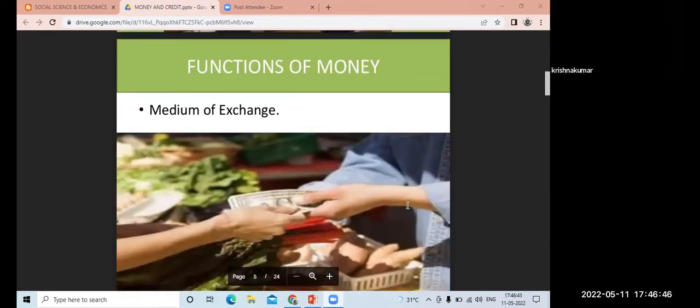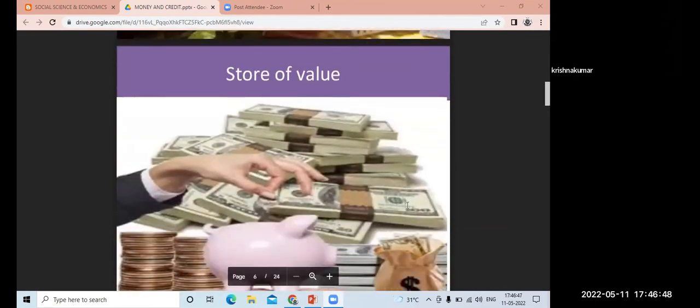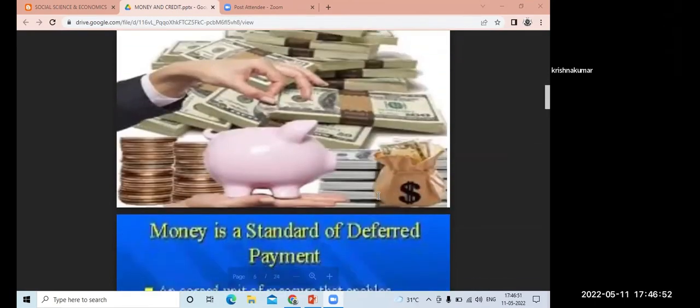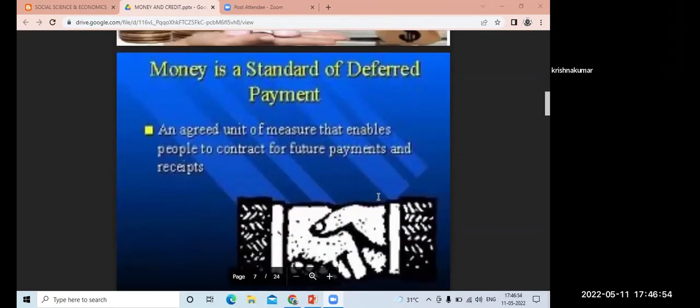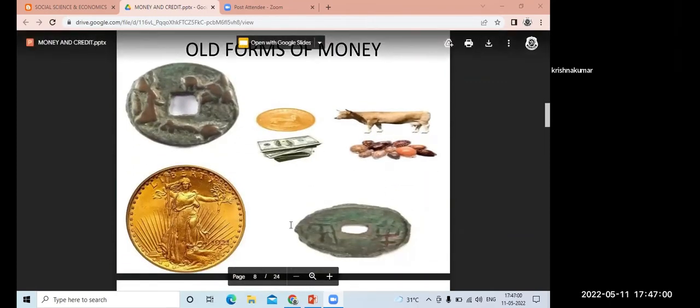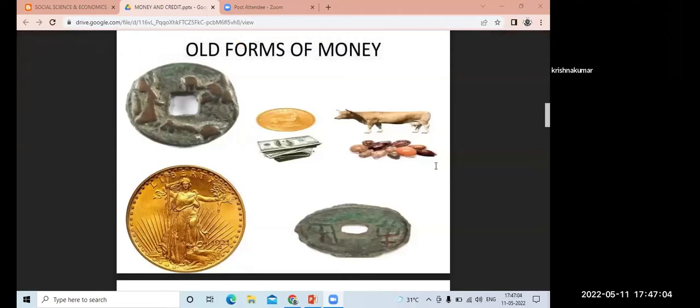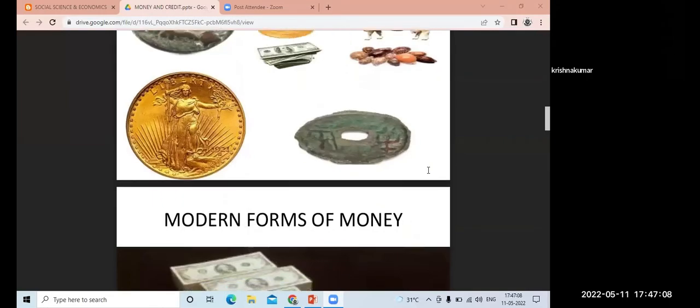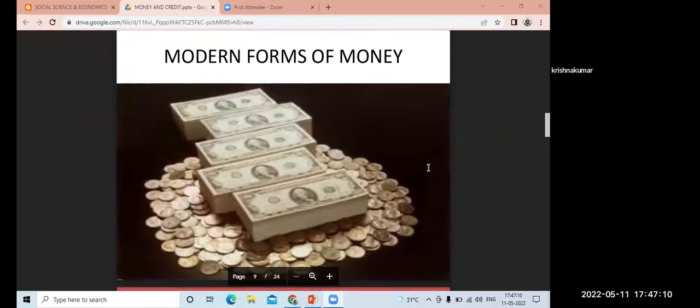Functions of money: money acts as a medium of exchange, money acts as a store of value, money is a standard of deferred payments, credit transactions. And there are old forms of money. See, these are all old forms of money. Even cattle, grain, pebbles, they were all used as money in the past. These are all modern forms of money, paper currency and the coins.